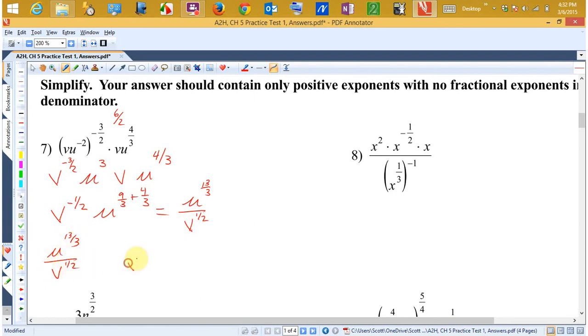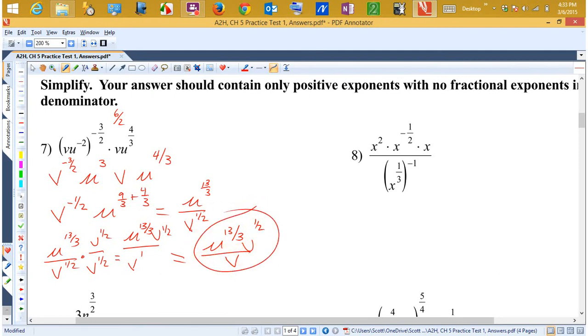And what I want is that to become v to the 1st power. So what I'm going to have to do is multiply by something that's going to make this 1/2 become 1. Well, that's going to be another v to the 1/2, because 1/2 plus 1/2 is 1. So if I do that to the denominator, I have to do that to the numerator. So what I'm going to end up with is v to the 1/2 times v to the 1/2. That's v to the 1st. And my numerator will be u to the 13/3 v to the 1/2. Of course, that can be written without the 1 on the v, and that would be my answer.